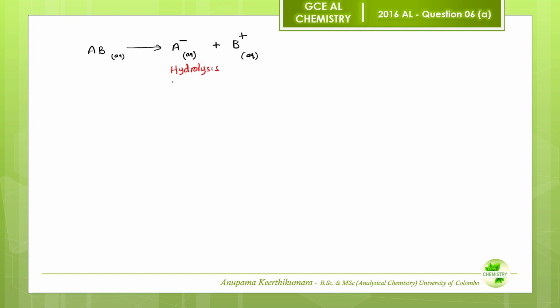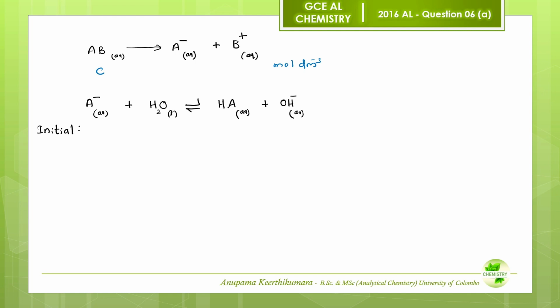Now, we will write the hydrolysis reaction for the conjugate base of HA, or the hydrolysis reaction of A minus. But this theory is not applicable for cations or anions derived from strong acids or strong bases. If the concentration of the salt AB is C moles per cubic decimeter, according to the stoichiometry, the concentration of A minus as well as B plus is C. Initial concentration of A minus is C moles per cubic decimeter.